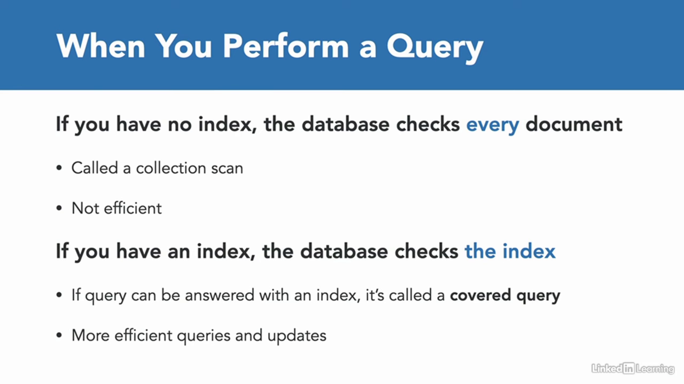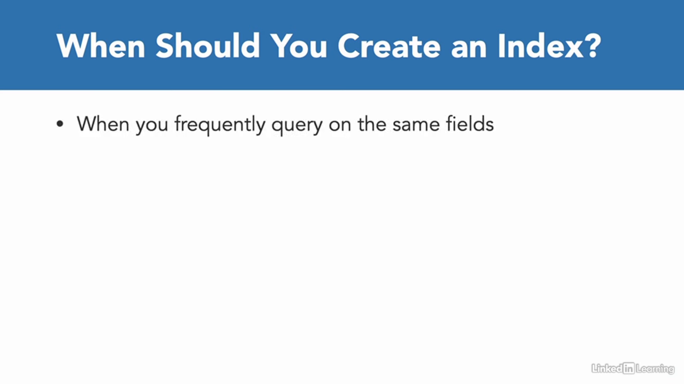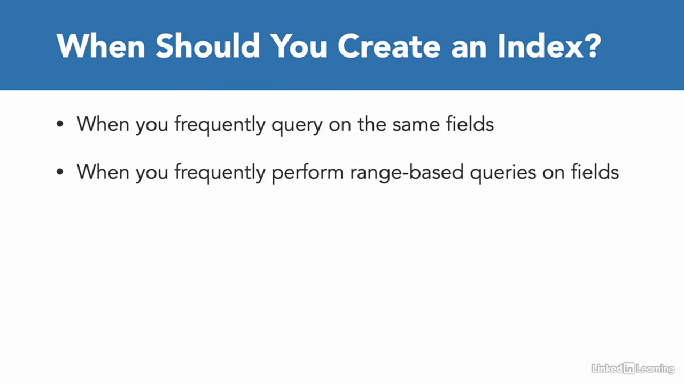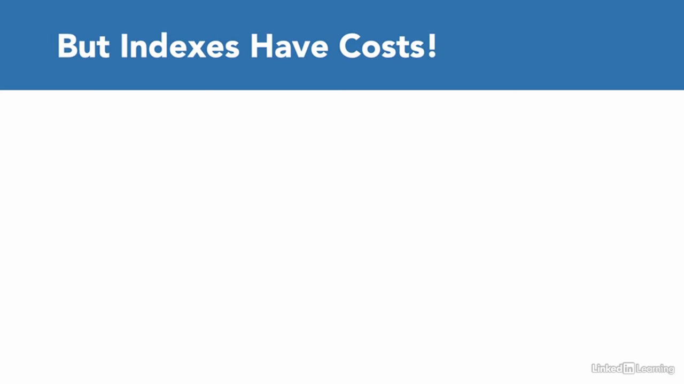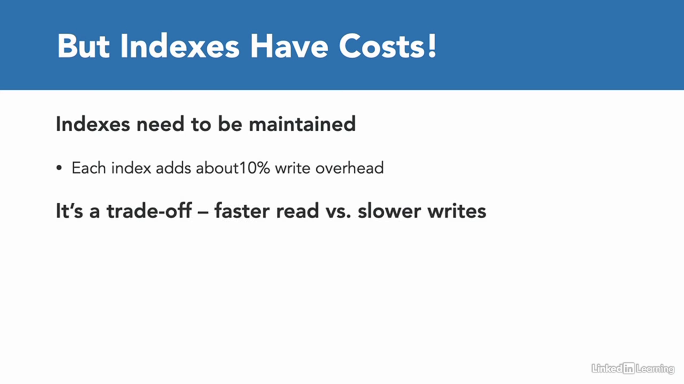The improved efficiency speeds up query execution as well as updates because the database can find the data we are retrieving or updating faster. Indexes are very useful, and you should generally create an index when you frequently query on the same fields. This is especially true if you sort data on that field or perform range-based queries. Generally, if you frequently query data in a similar way, that is called a common query pattern. And if you have a common query pattern, generally you want an index on that pattern. However, indexes come at a price. Indexes need to be maintained by the database, which adds about 10% write overhead to your write operations. So having indexes is a trade-off.